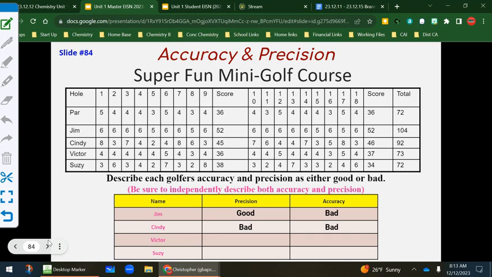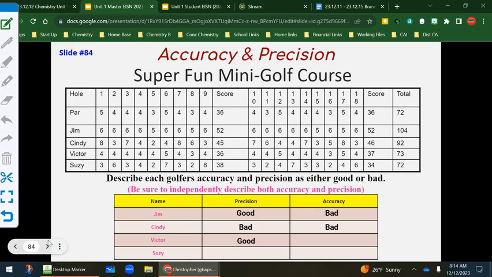All right, now let's take a look at Victor. What do you notice about Victor's scores on each hole, Brenda? They're almost all close. Okay, so what does that mean? If your score is almost always the same, are we describing precision or accuracy? And would we say it's good or bad? We would say it's good.